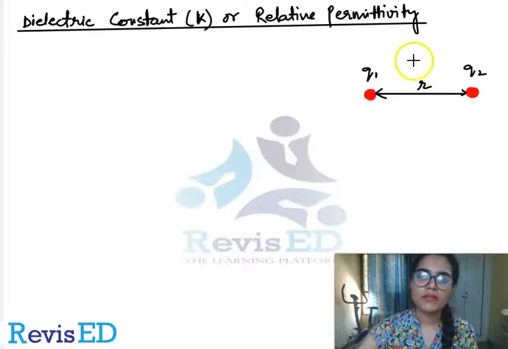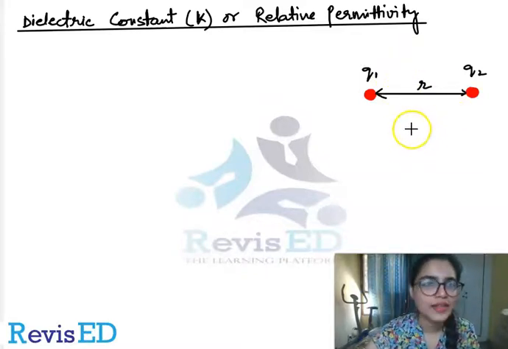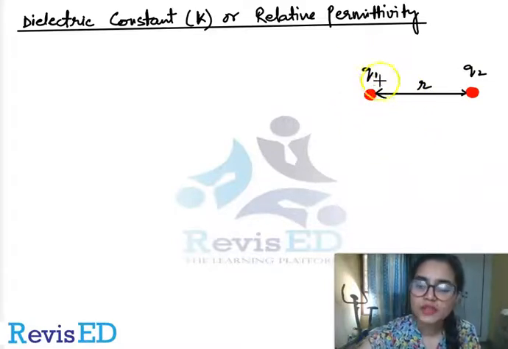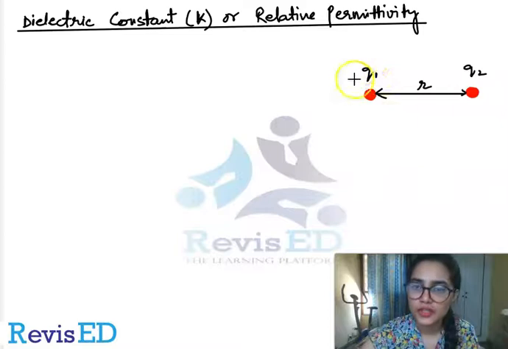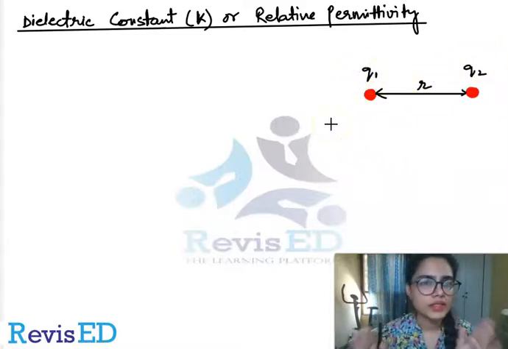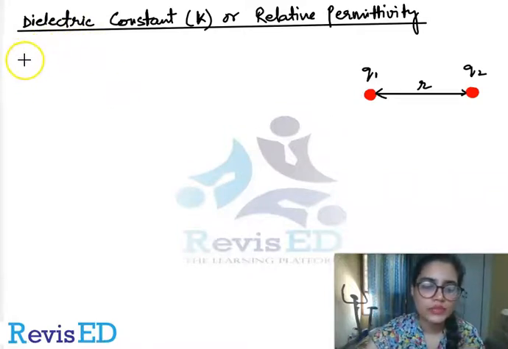Before that, this is the diagram that we have considered for previous derivations also. Let us understand what the diagram says. The diagram represents two point charges, Q1 and Q2, separated by some distance R.